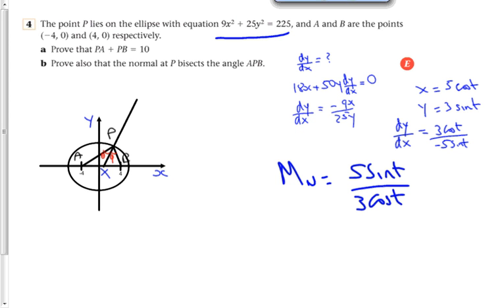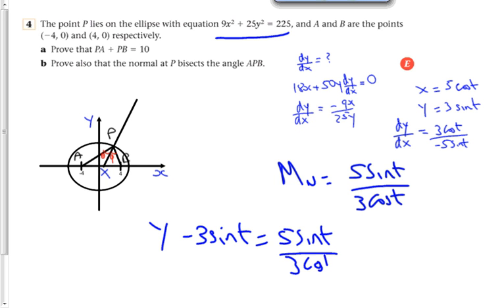At any point P at parameter t on the curve, we can say that the equation of the normal is y minus 3 sine t is equal to the gradient of the normal, 5 sine t over 3 cos t, times x minus 5 cos t. So now we have the equation of the normal to the curve at the point P.